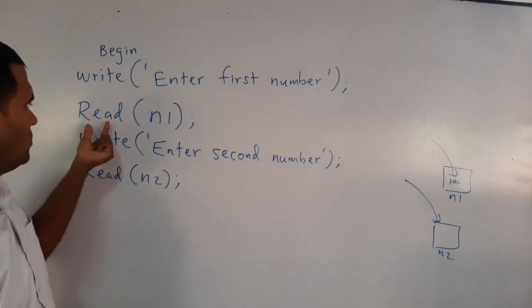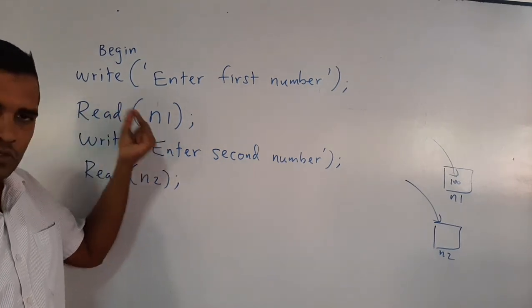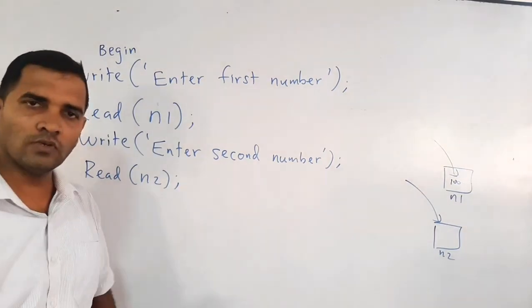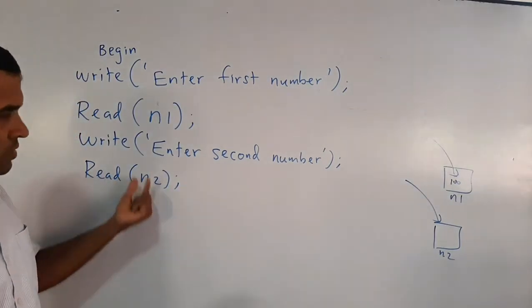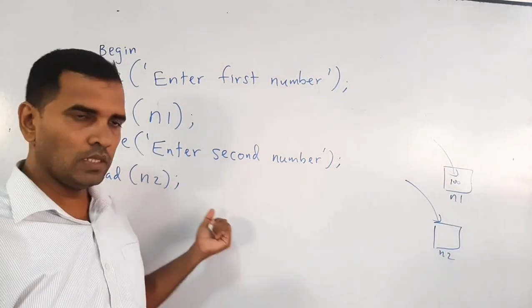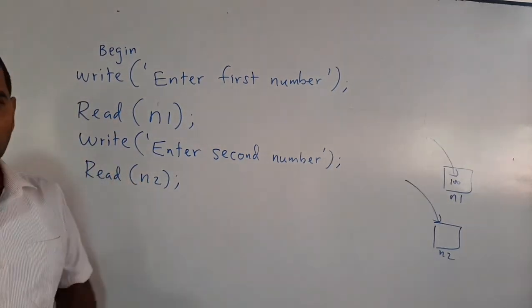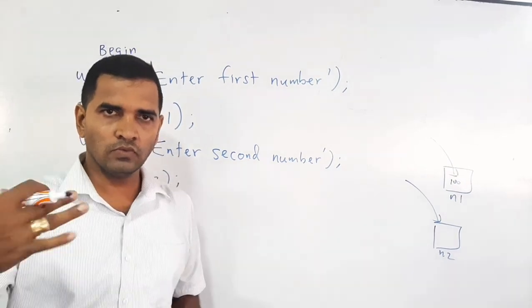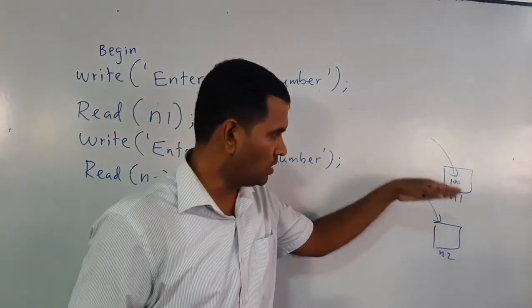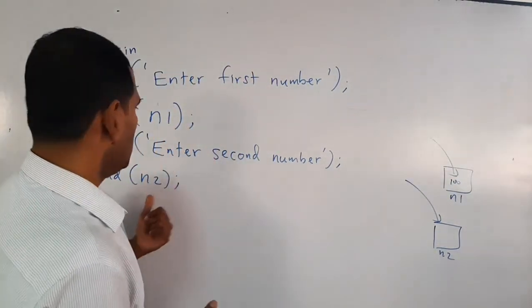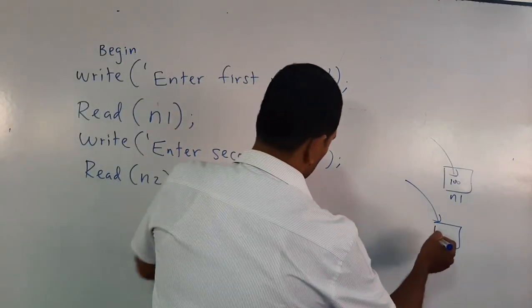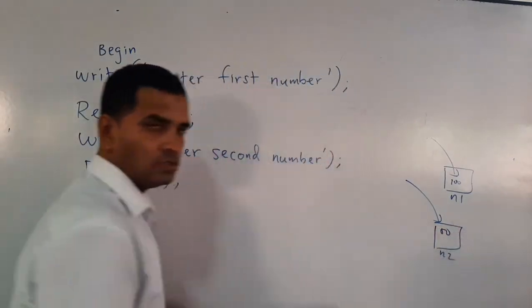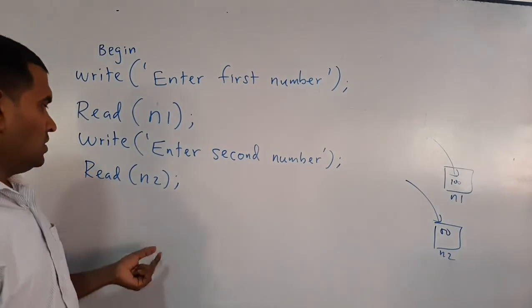So earlier we used read N1 because there the number was saved in N1. Now this number has to be saved in N2. So read N2. Right? So now we got two numbers and both of them are saved in N1 and N2. If I enter 50 for the second number, that 50 is in N2.